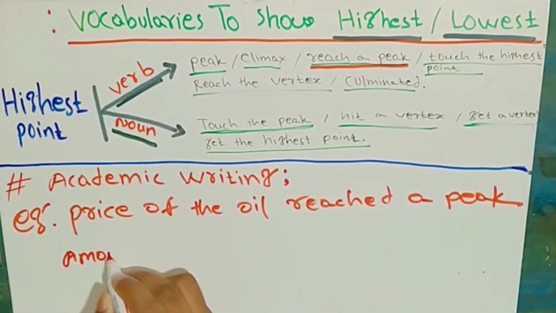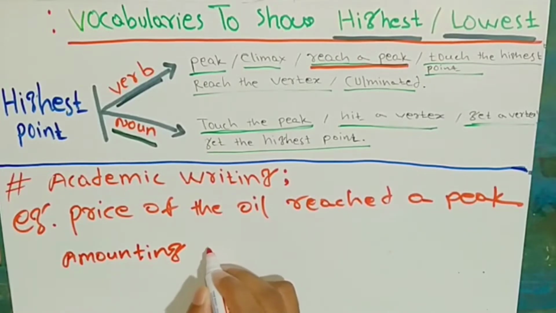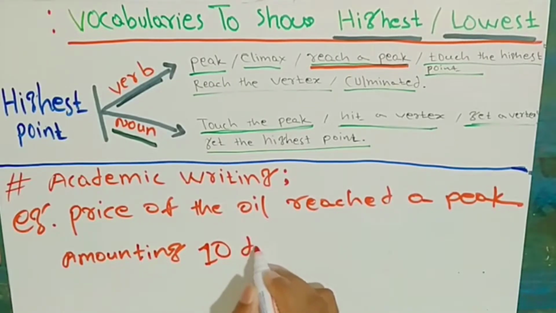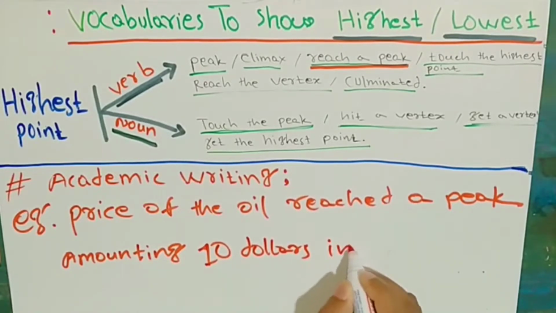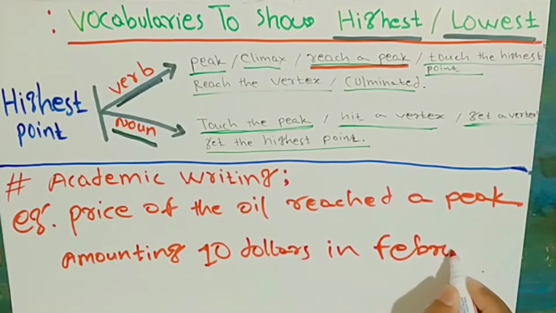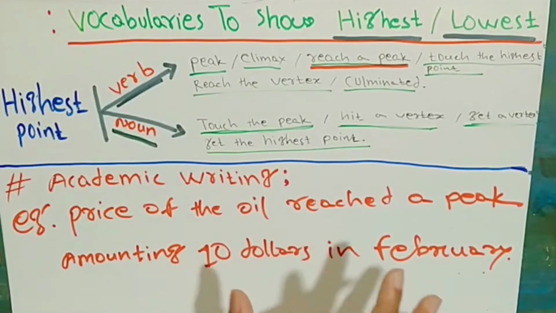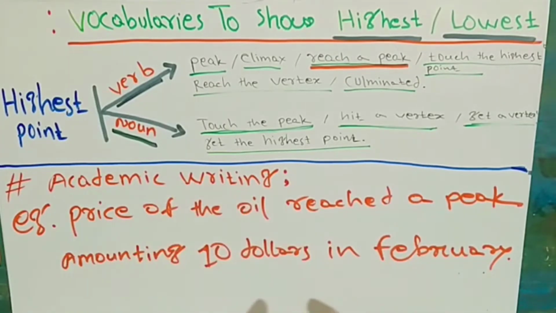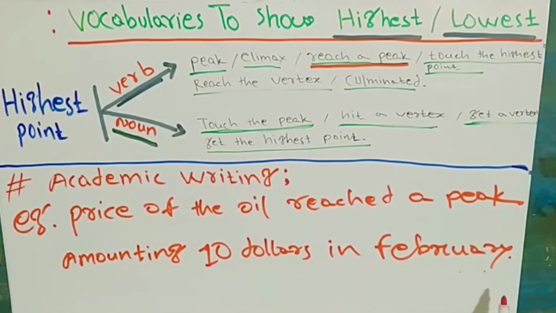Amount in $10 in February, right? So this one is how you need to write as an academic essay, right? So these sentences are called academic sentences, right?